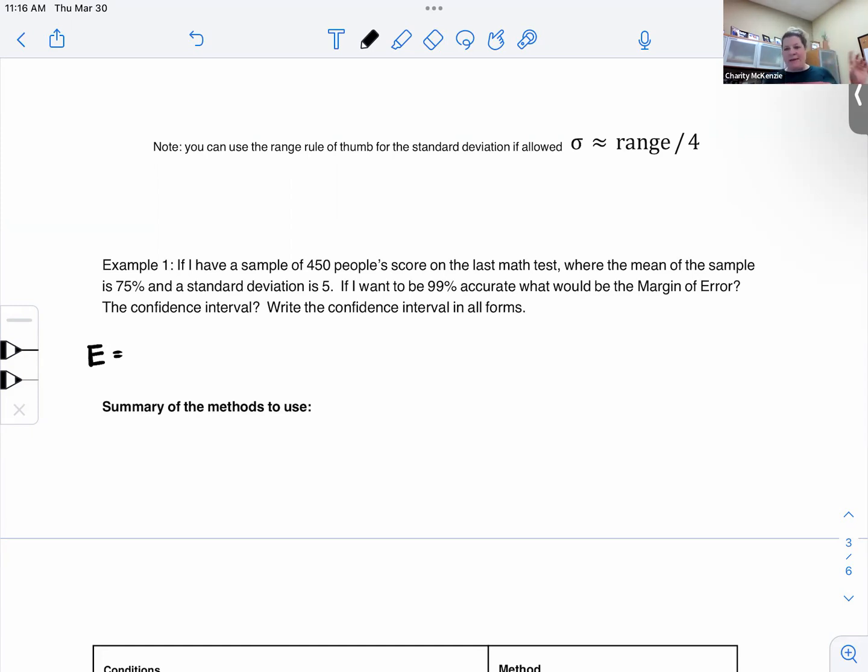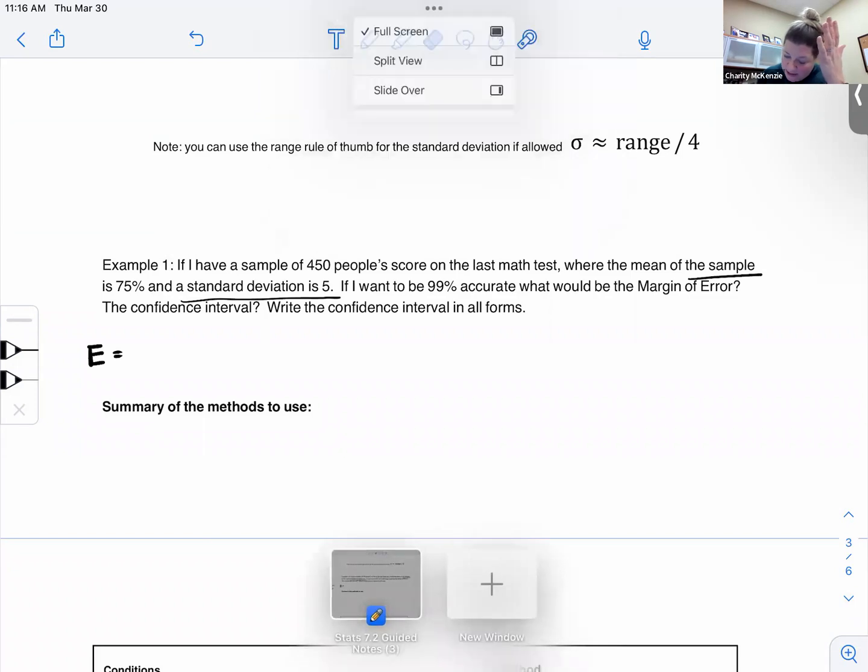Back up for 2 seconds. We do not know the population's standard deviation. We know the standard deviation of the sample, it says the sample, so be careful of that. We do not know the population's standard deviation, so we are in T world. In order to get that T value at 99, we're going to need to use that calculator.